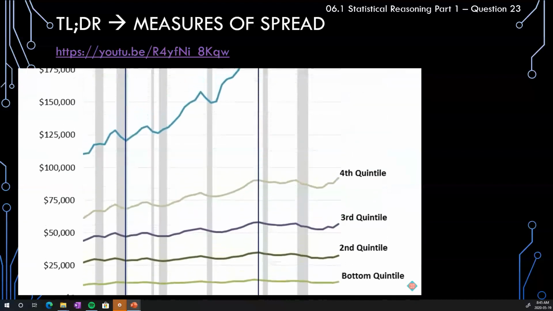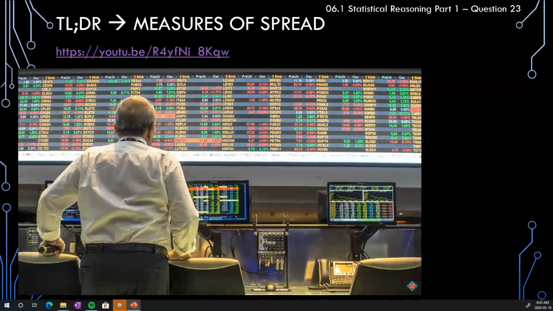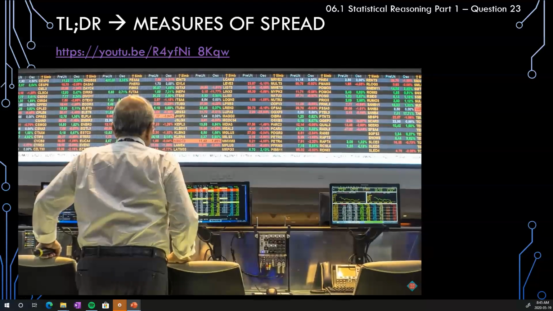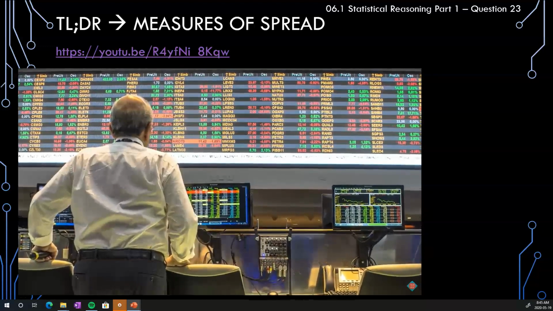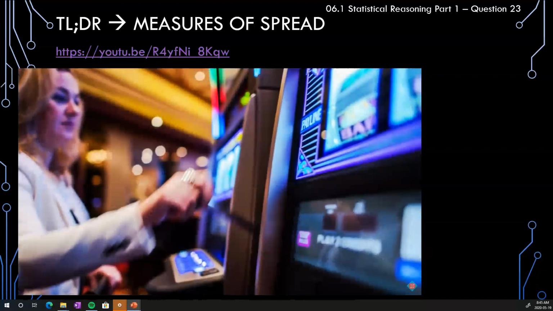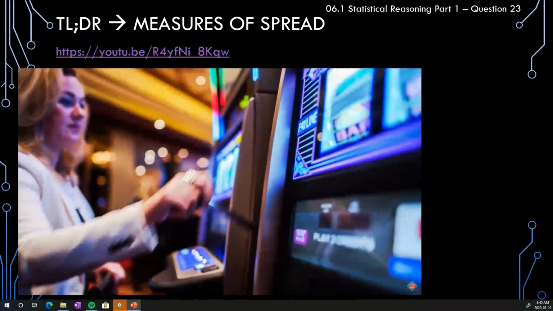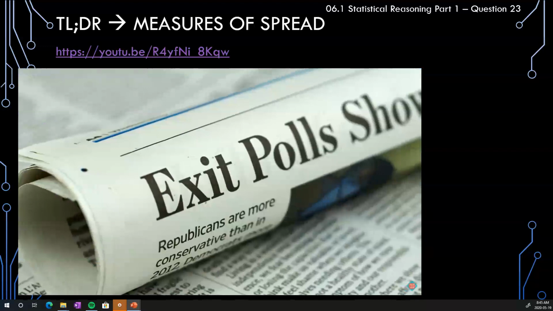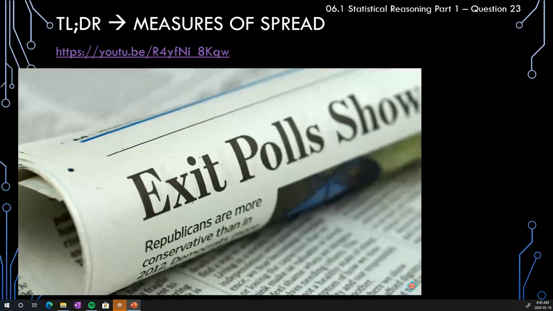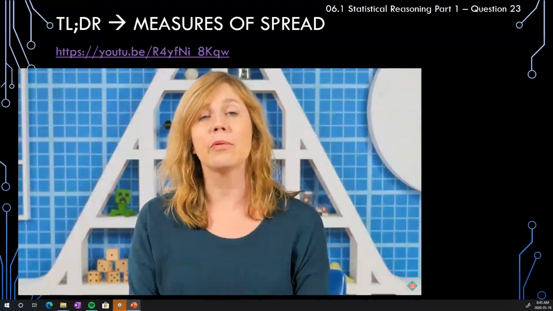Economists use measures of spread to study income inequality. Investors use them to try to identify price bubbles they might want to try to avoid. Gamblers use them to try to figure out how much they might win or lose. Pollsters use measures of spread to help calculate margins of error. So yeah, they come up in real life.